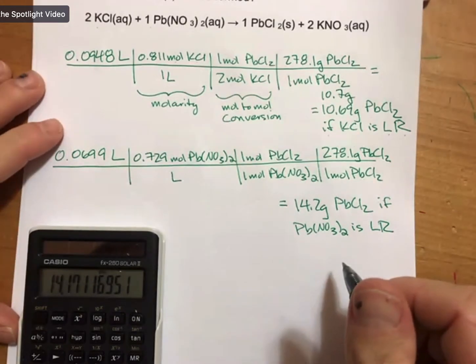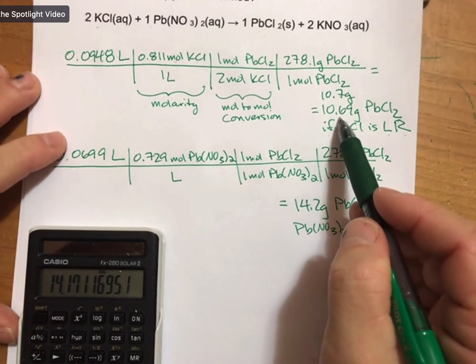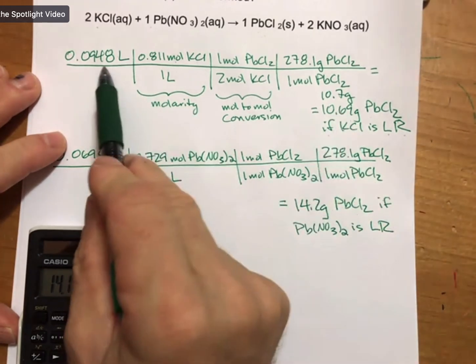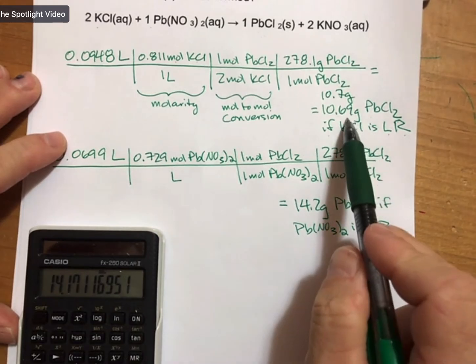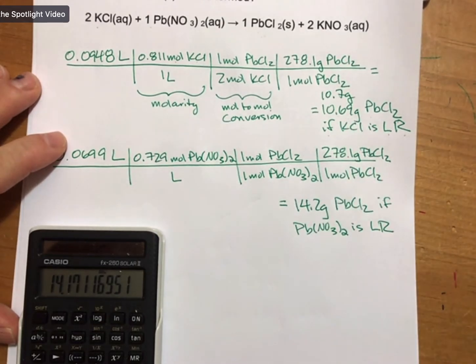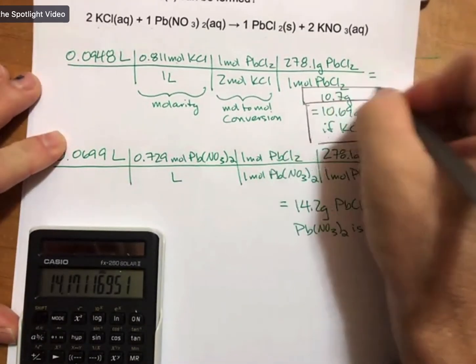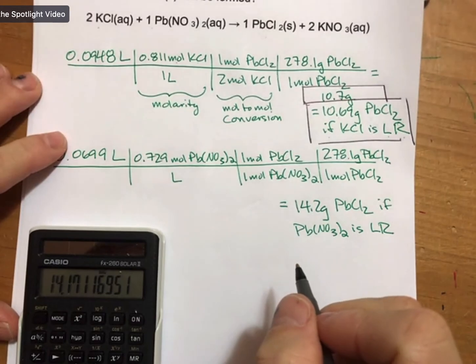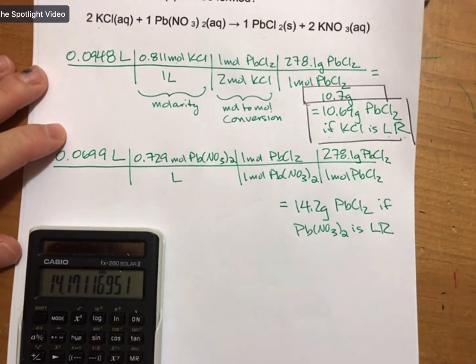And we know that it's always the smaller amount that we can make, because at that point we'll run out of our potassium chloride and we cannot make any more. That's why it's the 10.69, or the 10.7, I should say. 10.7 grams is what we would enter for this question.